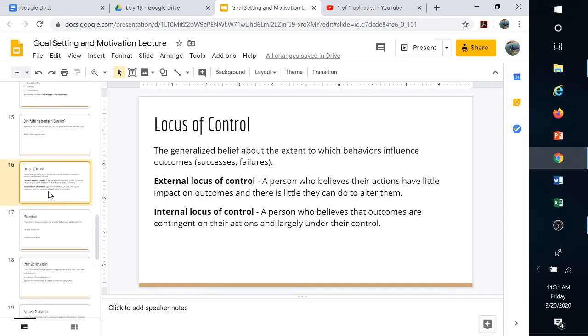So, locus of control. External, internal locus of control. External can really hurt you. Person who believes that their actions have little impact. Right? If you believe you can change anything, you'll do it. That's internal locus of control. You believe everything that happens, your actions are under your control. If you can take that belief, you'll be more successful in life.